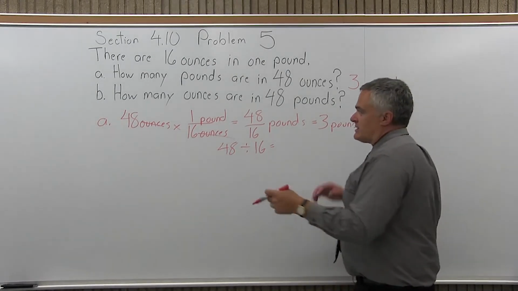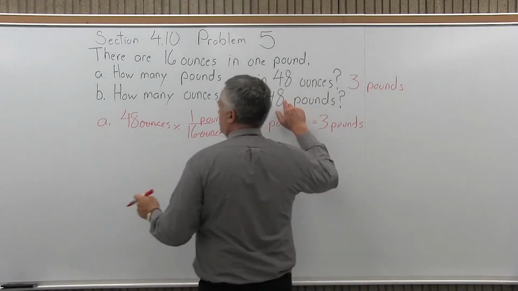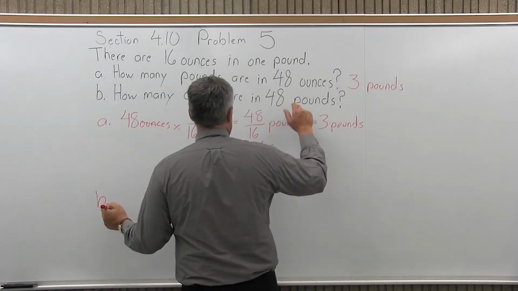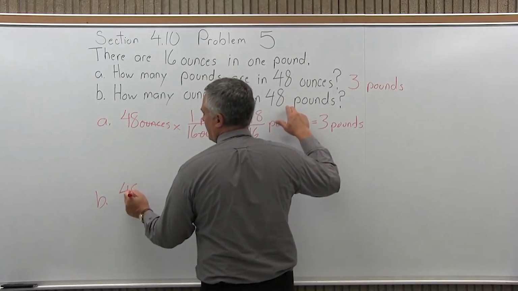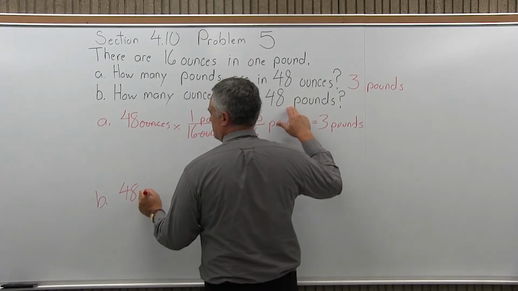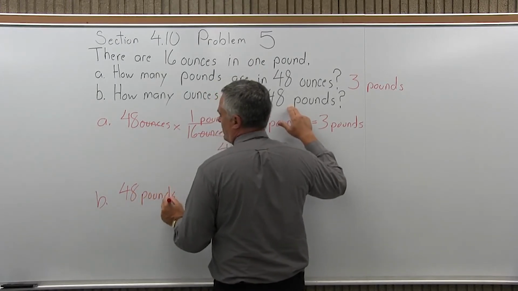Now B, same process, but you're going to do the conversion in the other order. So for any of these, start with the amount that's given. What's given is 48 pounds. Now I'm going to convert that to ounces.